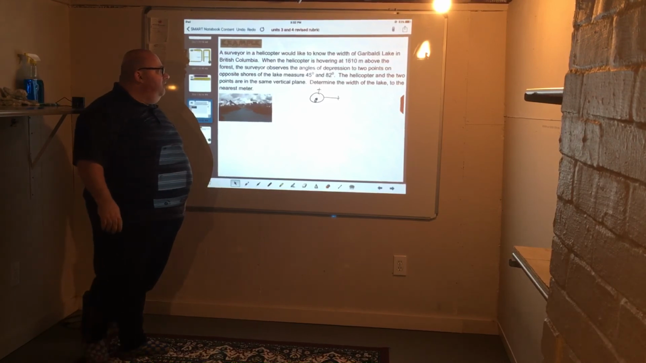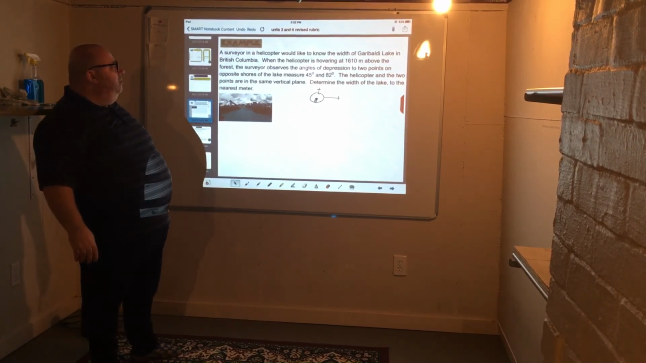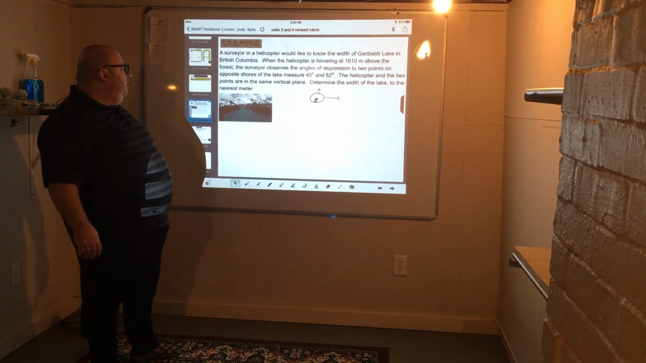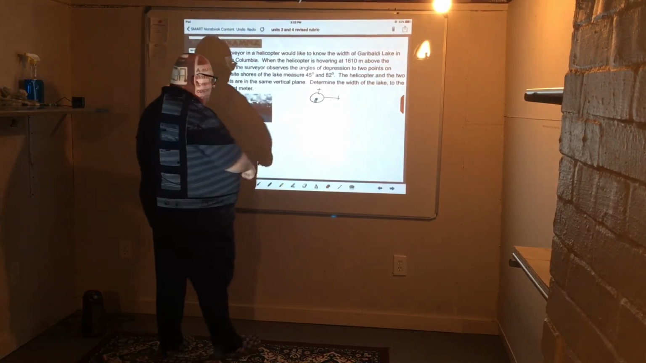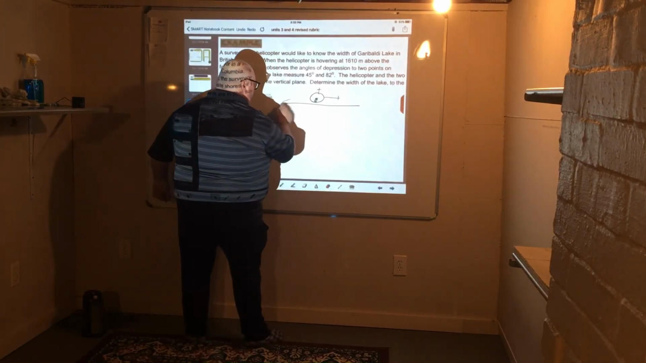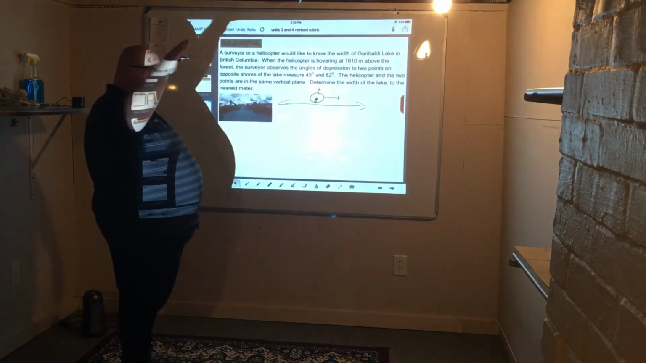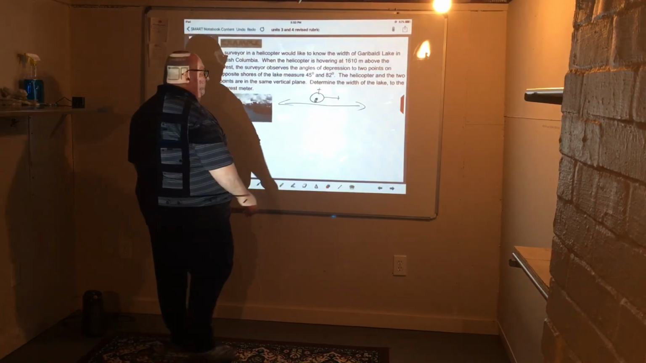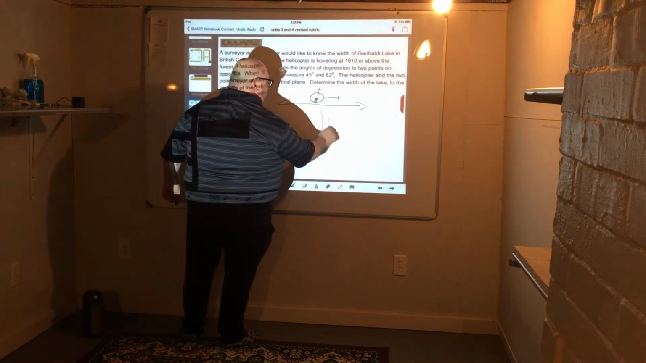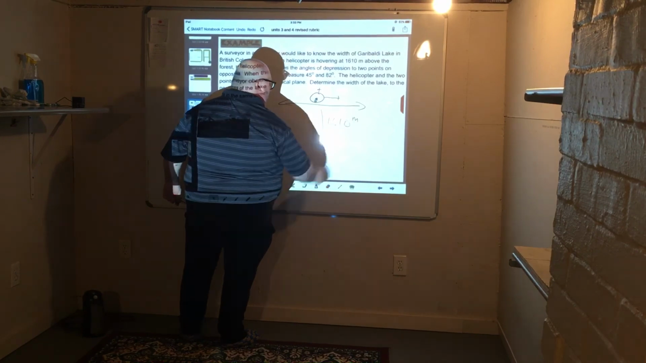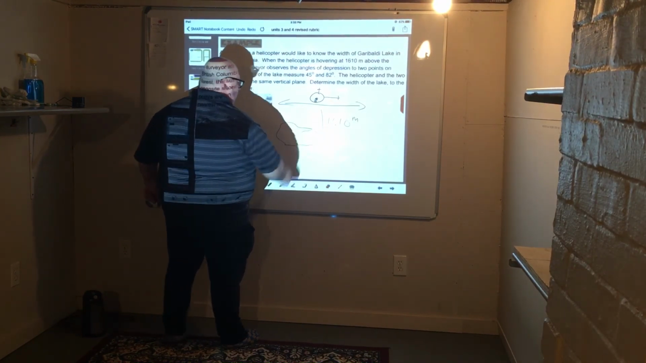When the helicopter is 1,610 meters above the forest, the surveyor observes the angles of depression of 2 points on opposite shores of the lake measure 45 and 82 degrees. Well, what does that mean? Well, that means that he's flying, assumedly in kind of a straight line, not going up and down. So when he is above this lake, he is 1,610 meters above this lake down here.